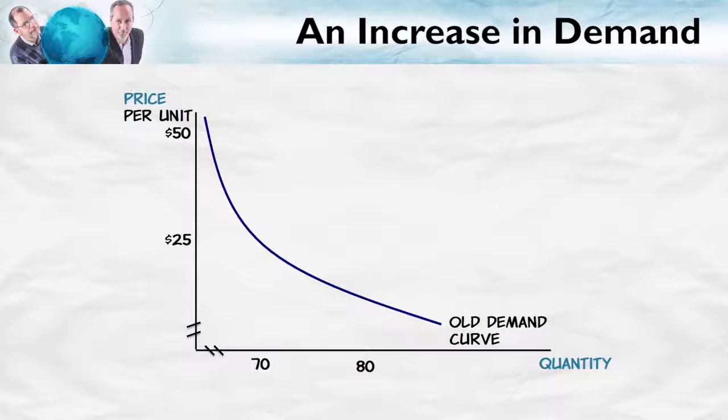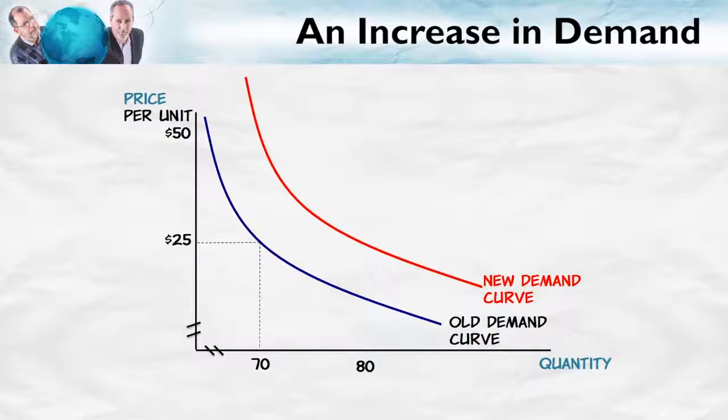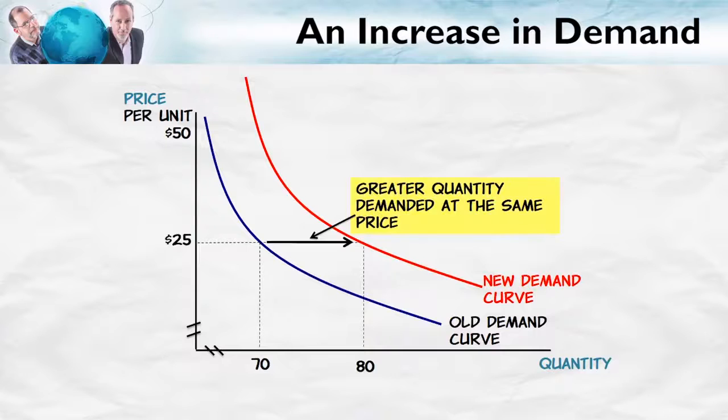We said last time that an increase in demand means a shifting out of the demand curve, a movement toward the northeast away from the origin. Now let's look at that more closely. An increase in demand means there's a greater quantity demanded at every price. For example, on the old demand curve, at a price of $25, people were willing and able to purchase 70 units. On the new demand curve, at that same price of $25, people are now willing and able to purchase 80 units. An increase in demand is a greater quantity demanded at the same price.